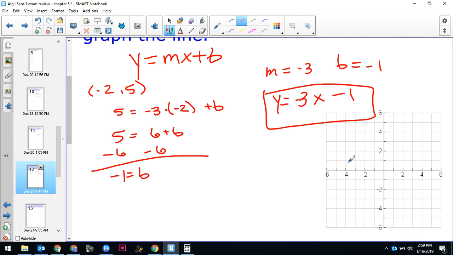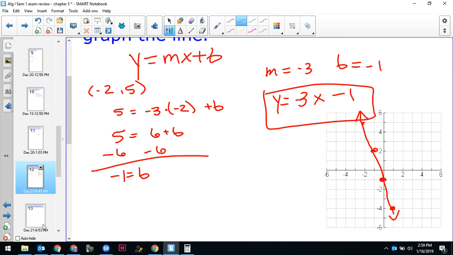Okay. Graph that line, well, that's really easy to do with my slope and my intercept. My y-intercept is negative 1, and then my slope is negative 3, so I can go down 3, right 1. Or I could go up 3, left 1. Up 3, left 1. That's one of my better lines there.